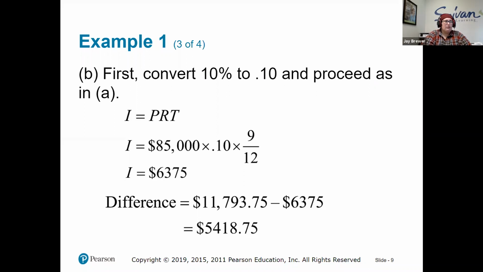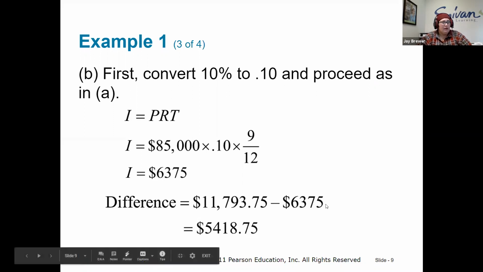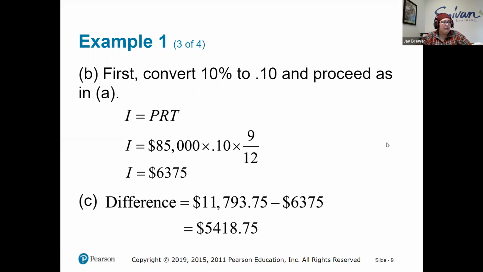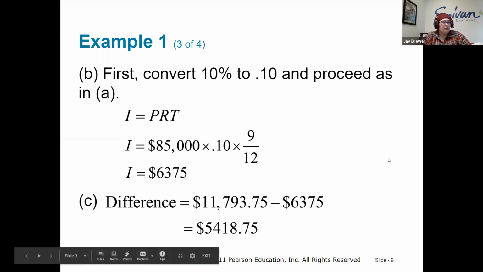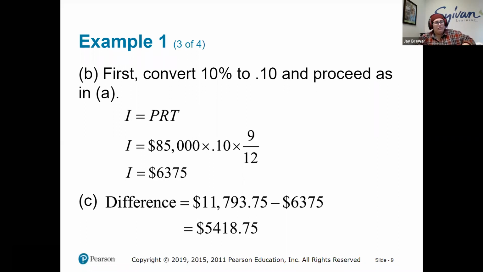At 10%, you're looking at $6,375. And when we take the difference there, we can clearly see how the percentages impact. Okay. And then that is the answer there for C. If you're writing it down, go ahead.